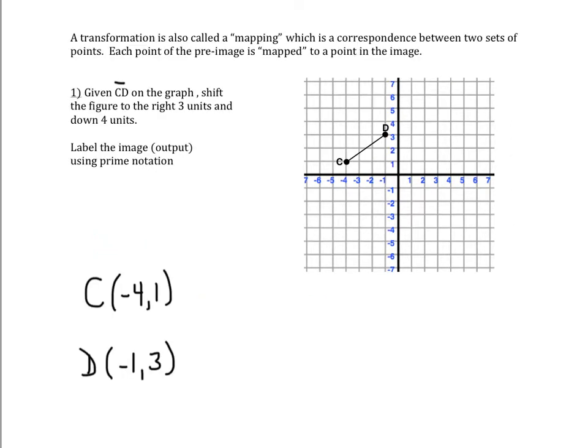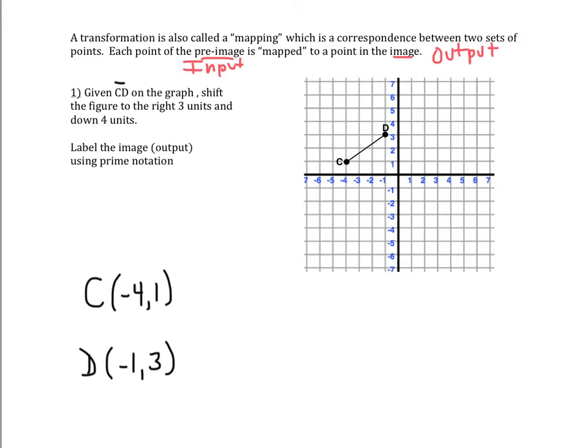A transformation is also called a mapping, which is a correspondence between two sets of points. Each point of the pre-image, that's what you're starting with, is mapped to a point in the image. This is the result or the output. So pre-image, again, is your input, what you start with. The image is your output. That's the result of the transformation.